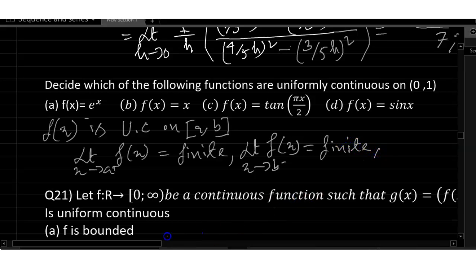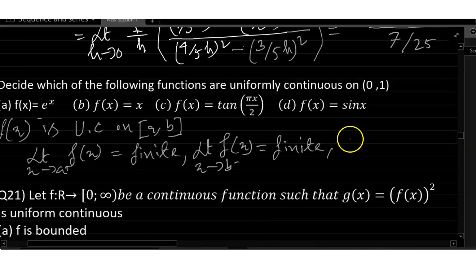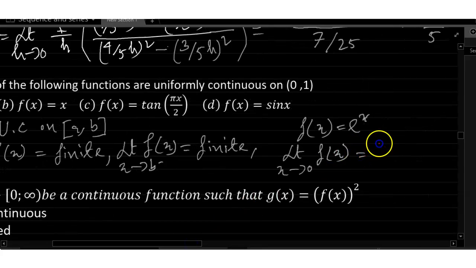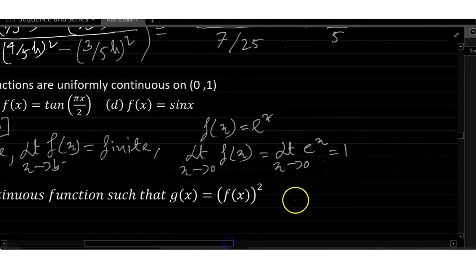So friends, we get this value, so that then it is easy. UC, uniform continuity. So f(x) is equal to e to the power x, then limit x tends to 0, f(x) is equal to limit x tends to 0, e to the power x, which is equal to e.